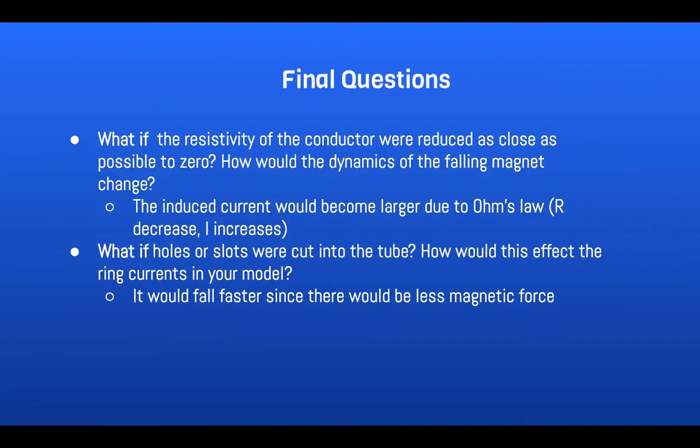So we'll end this presentation with some final questions. So if we got the resistivity of the conductor as close to 0, the induced current would become larger due to Ohm's law. As R decreases, I increases. What if the holes or slots were cut into the tube? So this would affect the ring's currents in our model because it would fall faster since there would be less magnetic force.